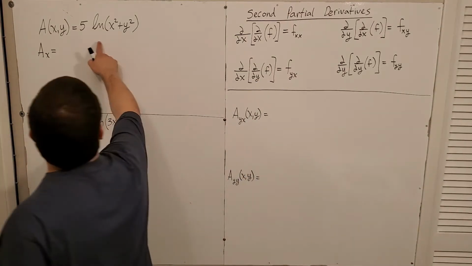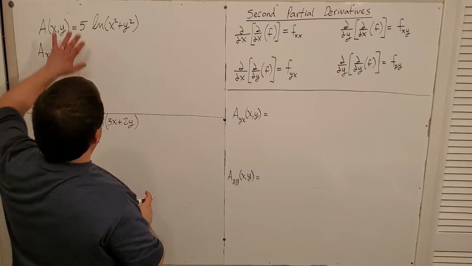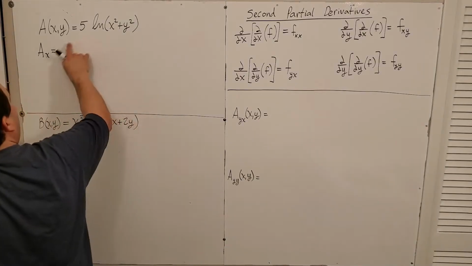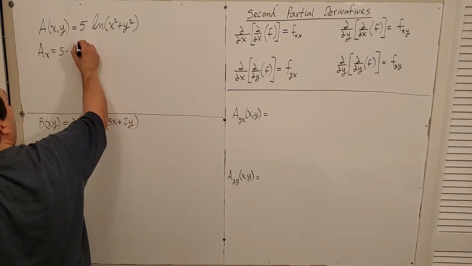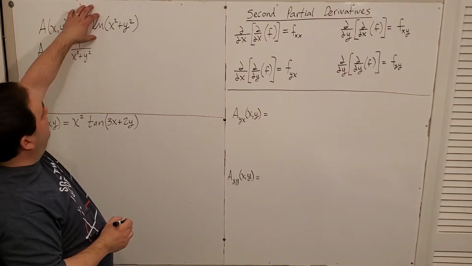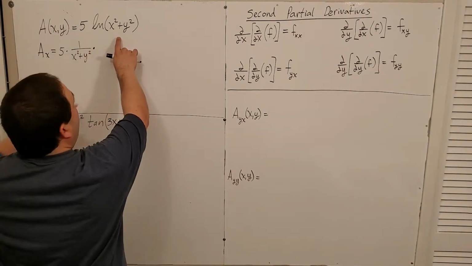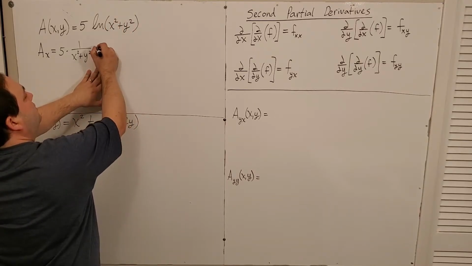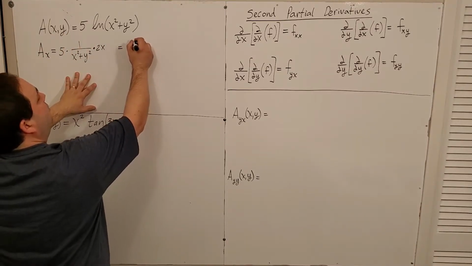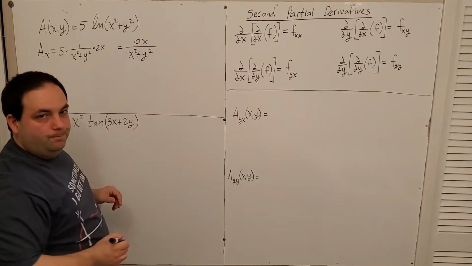Okay, so then I'm going to look here. Basically, I'm going to see y squared as just some number. But then I'm still going to act like I have ln of a function of x. So I've still got my 5 times 1 over x squared plus y squared, because the derivative of the ln is going to be 1 over the inside, times the chain rule. Now I've got to do the derivative of the inside piece, which is going to be 2x. So all together here, my a sub x is going to be 10x divided by x squared plus y squared.